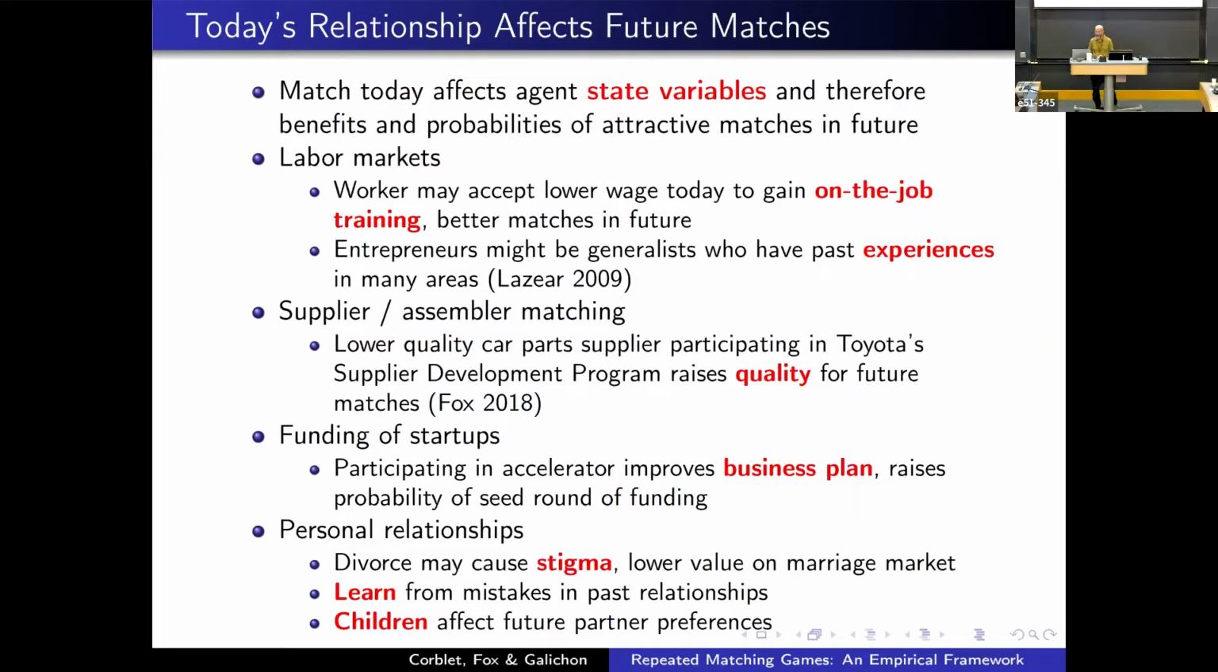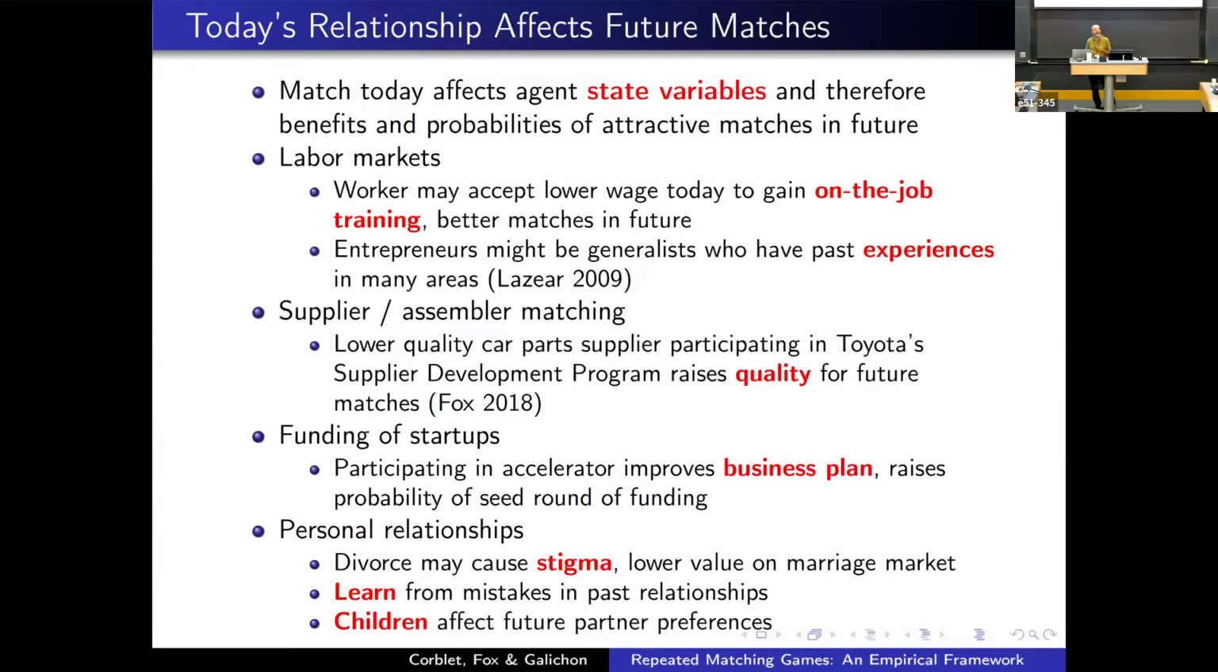One of my co-advisors, Lazear, had this paper about entrepreneurs who are people who have accumulated a wide range of experiences. For supplier assembler matching, you can think about if you match with a particularly demanding assembler, that might cause you to improve your quality and do better in the future. For funding of startups, we don't think that the venture capitalists are just providing financial support, but they're also providing managerial advice, so that might causally improve your business plan.